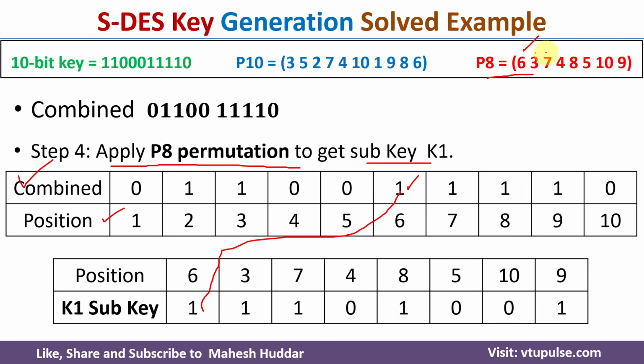And in the second position, we must have the bit which is present in the third position in this table. In the third position, we have 1. So it should come here. And in the third position, we need the seventh position bit, that is 1. So this 1 has to come here, and so on. So this is the K1 subkey.